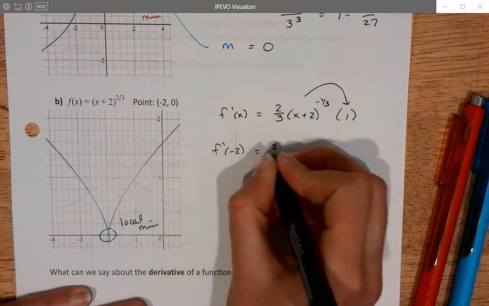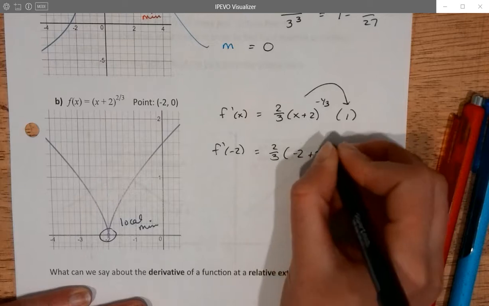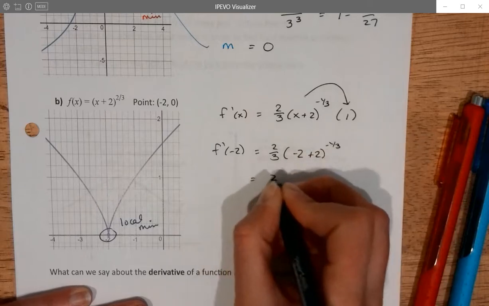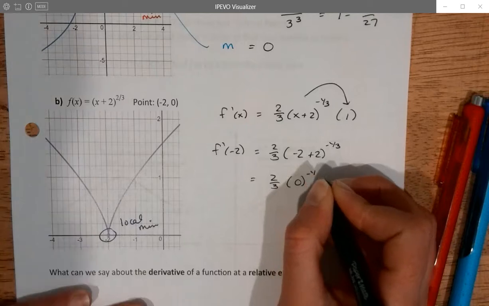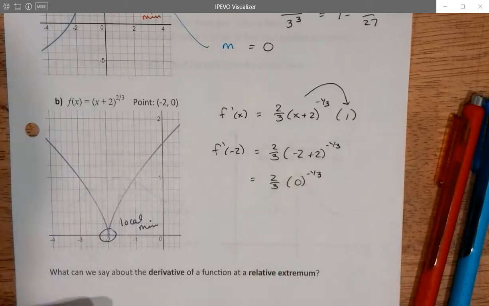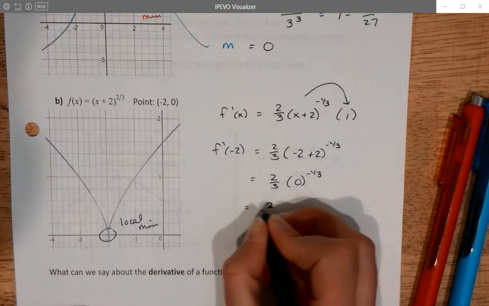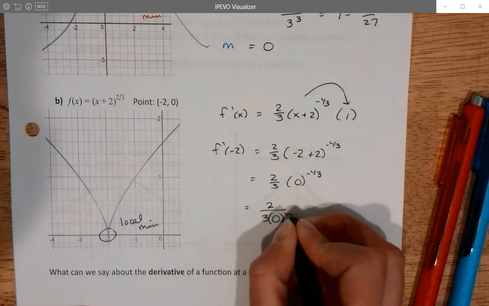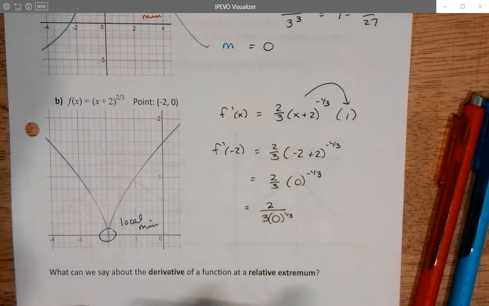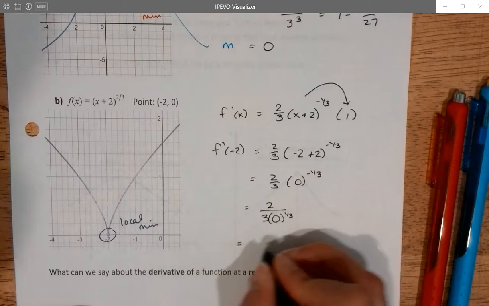So I have 2/3 times negative 2 plus 2 to the negative 1/3. That's 2/3 times 0 to the negative 1/3. Now usually when you raise 0 to any power, it's 0. However, that power is negative. That's the same thing as 2 over 0 to the 1/3 power times that 3 in the bottom. And because that 0 is in the bottom, this is undefined.